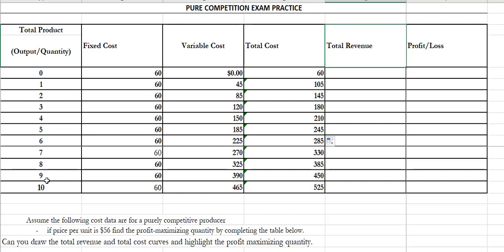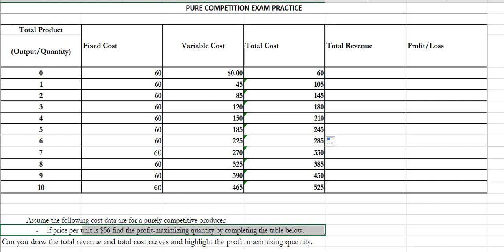It moves from 0 to 10. How do we figure out how much money you earn? You gotta know the price. Do you see down here? What do we say? The price of the product is $56. And remember, it's pure competition.